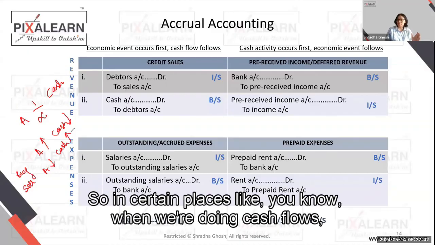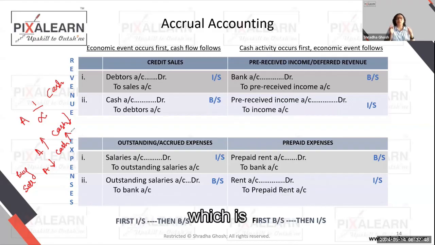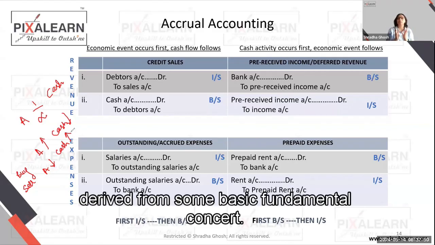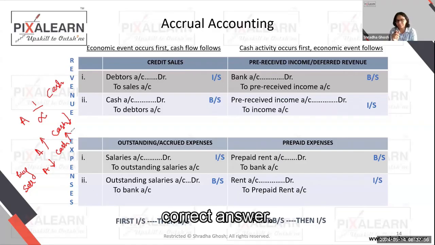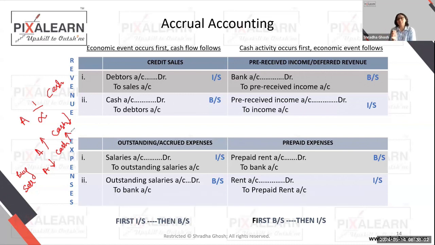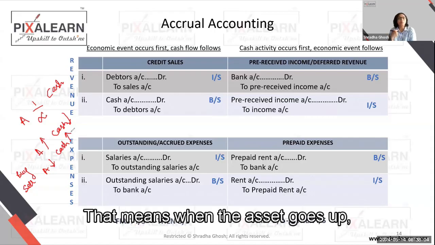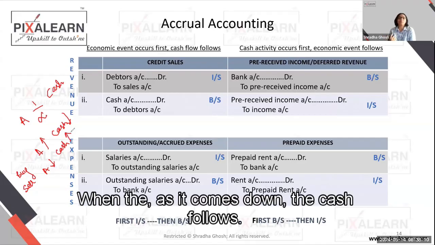So, in certain places, like when we're doing cash flows, I am going to give you shortcuts, which are derived from some basic fundamental concepts. But if you know the shortcuts, every time you get the answer, it will be the correct answer. Understand that the asset and the cash flows are inversely proportional. That means when the asset goes up, the cash comes down. When the asset comes down, the cash goes up.